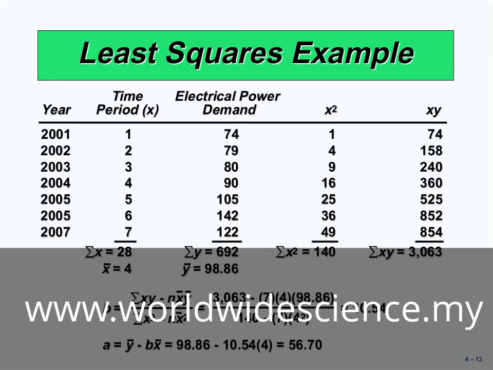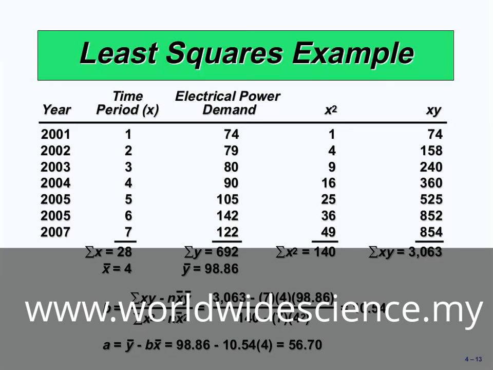For calculating b, we use the formula: sigma xy minus n multiplied by x bar multiplied by y bar, divided by sigma x to the power of 2 minus n x bar to the power of 2. Sigma xy we calculated already, 3063. You should replace this number in the formula. Minus n, here n is 7 because we have 7 years. X bar, we calculated x bar if you remember. X bar became 4. If you have a look at the time period, x bar was 4.